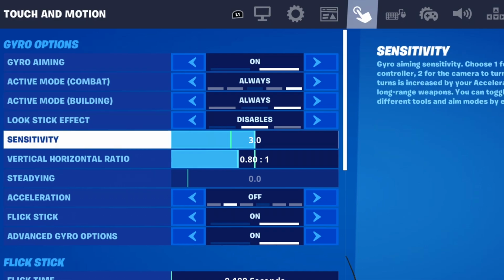And now for the meat and potatoes of the gyro settings. The sensitivity is what you're going to be focusing on most of the time. For beginners, I recommend starting off at a 1 or 2 sensitivity. Feel free to experiment going lower or higher than that, depending on how you like to move your arms.